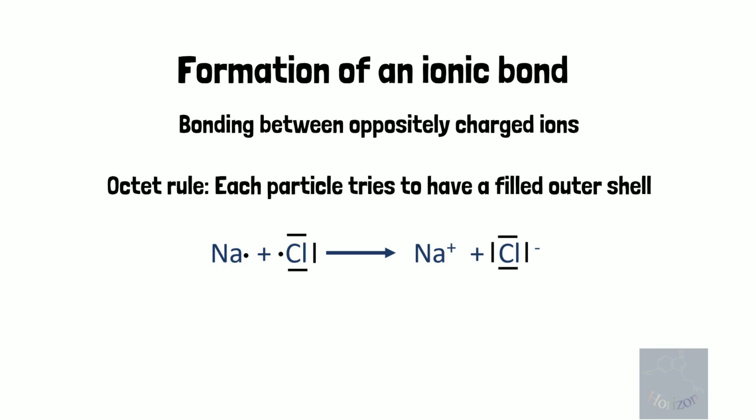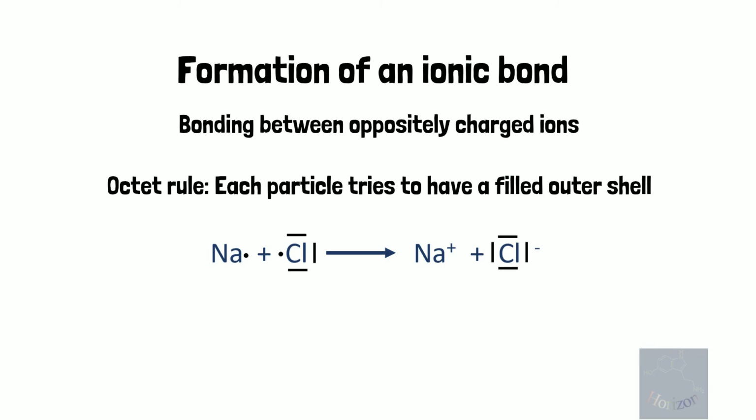Let's remember the octet rule. Particles are most stable when they have a fully occupied outer electron shell. This is not the case for either sodium or chlorine. But when the sodium gives up its single electron, the full underlying electron shell is the outer shell, which is why Na+ is more stable.